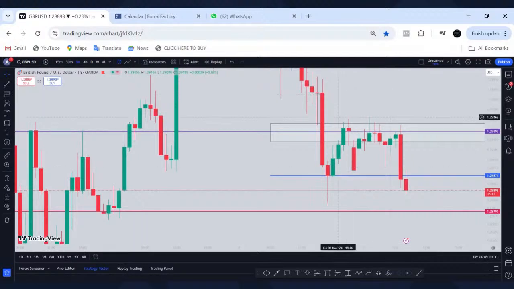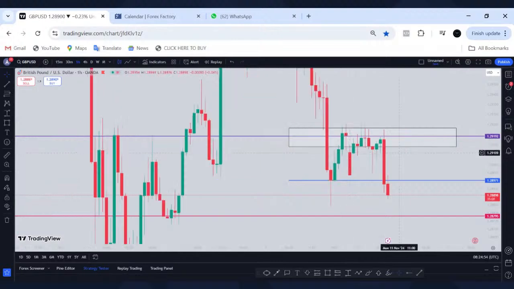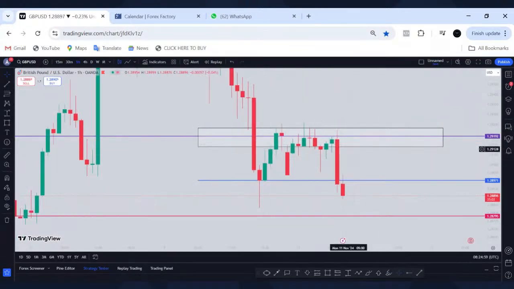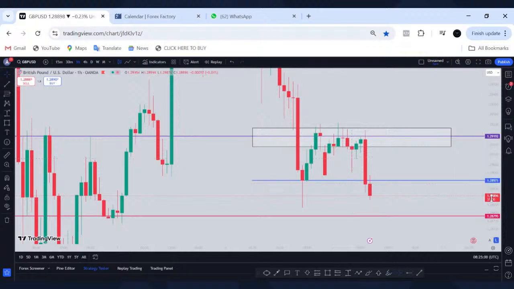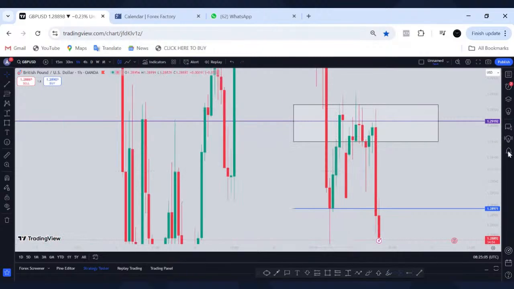Even though the H1 time frame is a downtrend, we needed a confirmation candle. You can't just take an impulse move like this. You needed a confirmation candle. The H1 was looking very good. You get it? H1 was looking very good.